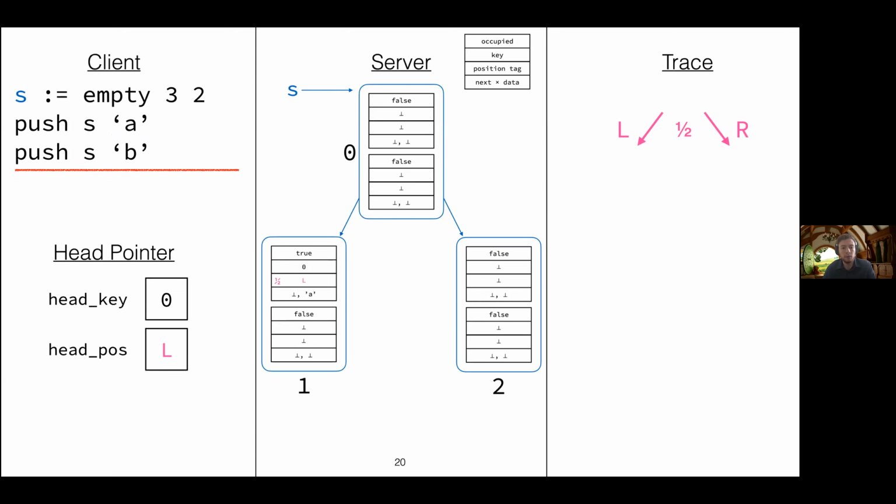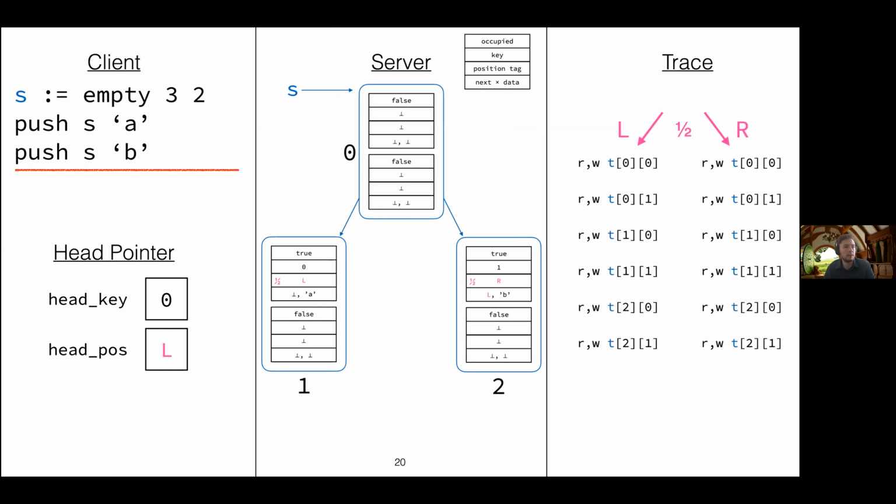And now when we push B, it's a very similar process, but notice that here, when we generated our random position tag for this block, it's an R this time, so we're going to push it down to the right. And also notice that this next position tag is an L, indicating that this is going to refer to this block down here. And that was derived from the head position tag that we're maintaining on the client here. So we push that into the data structure. And we update the head key, and we update the position of the head element.